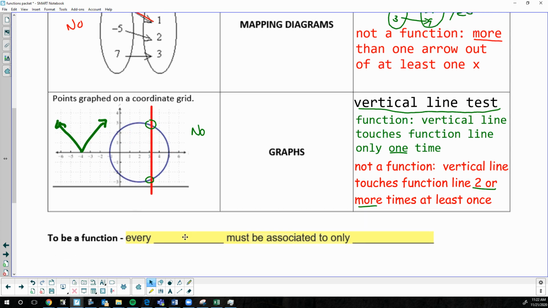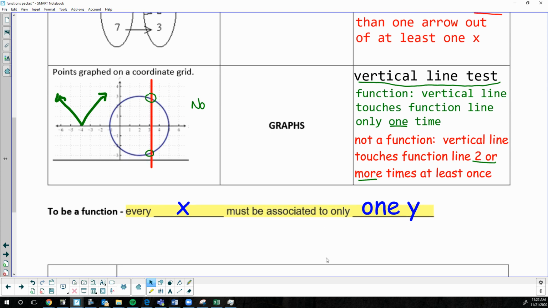At the bottom, we have a definition. To be a function, every x must be associated to only one y. This is the official formal definition. You might even see it on a test question, so it's important to know. Every x for only one y.